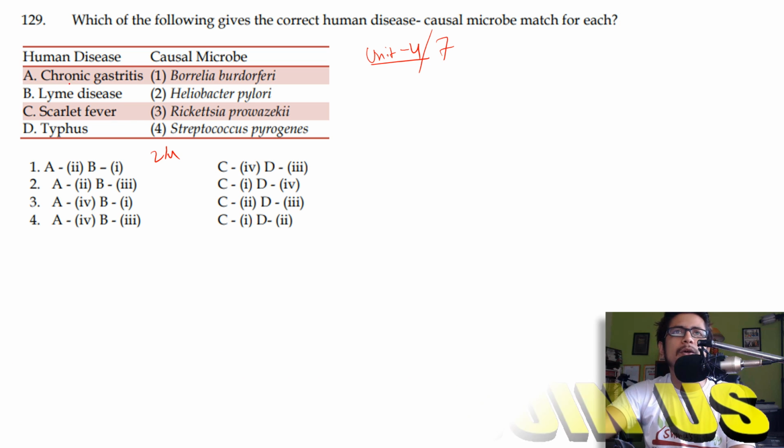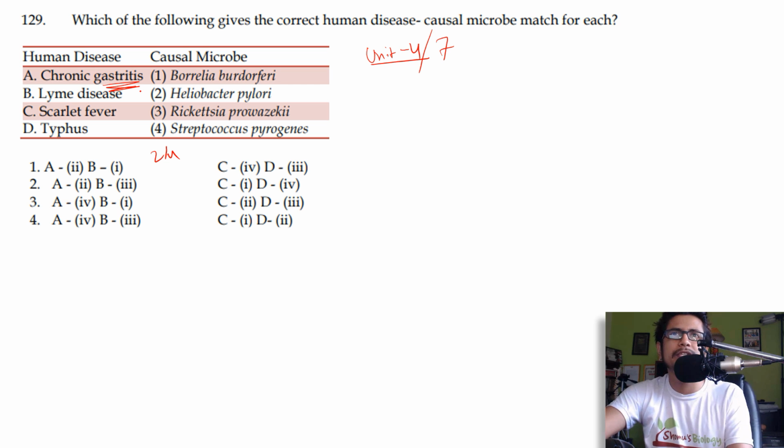So the easiest is the chronic gastritis. Gastritis is obviously caused by Helicobacter pylori. So A will be with 2. So A with 2, find out the option now. A with 2 is in options 1 and 2. So 3 and 4 are definitely not true. So we are now with a 50% tie between option 1 and option 2.